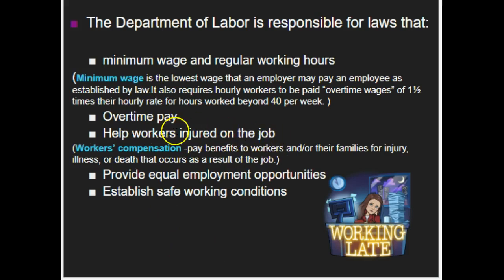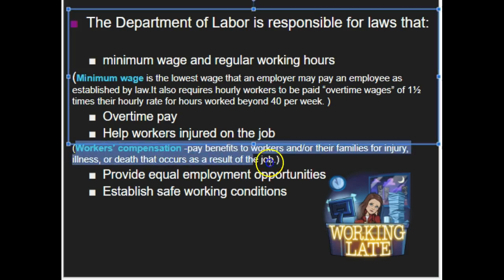The Department of Labor also made policies about helping workers injured on the job. One in particular is called workers' compensation. So go ahead and write this definition down. Workers' compensation pays benefits to workers and or their families for injury, illness, or death that occurs as a result of the job. So if you were to fall down the stairs because someone didn't clean them properly at school or at your job, you could get workers' compensation payment until you were healthy enough to come back to work. But if an employee passed away at the job because of the job's fault, then the family would get the benefits.